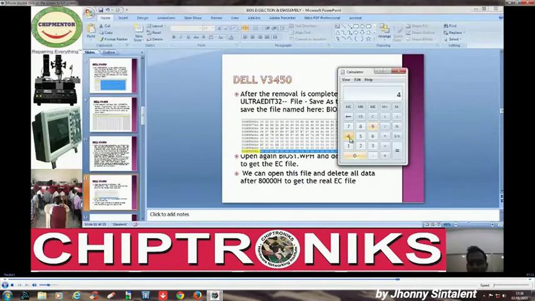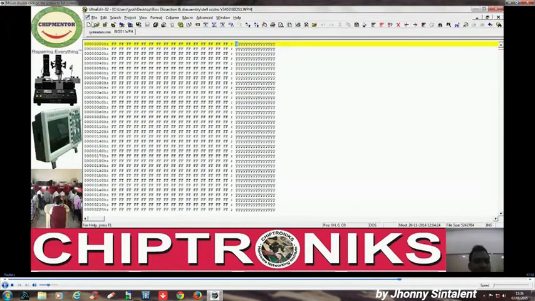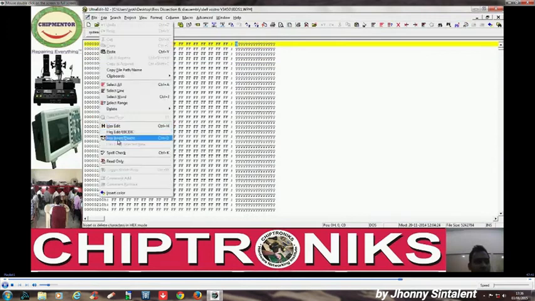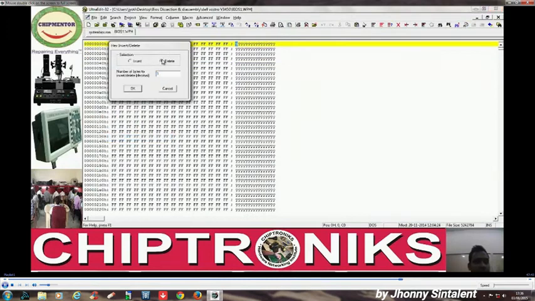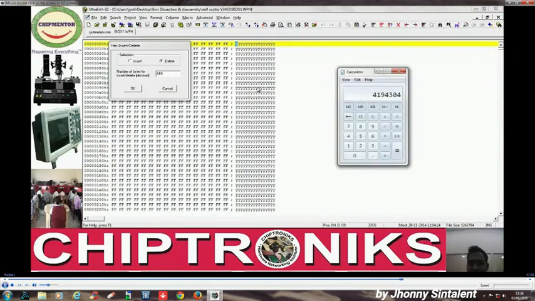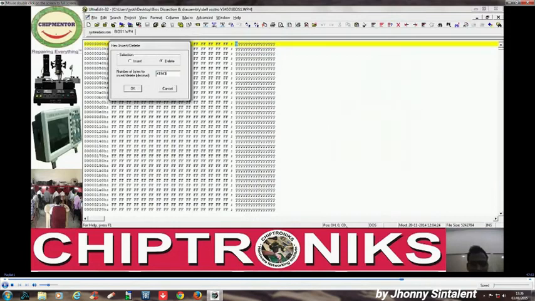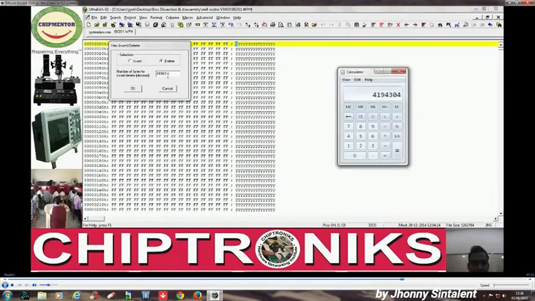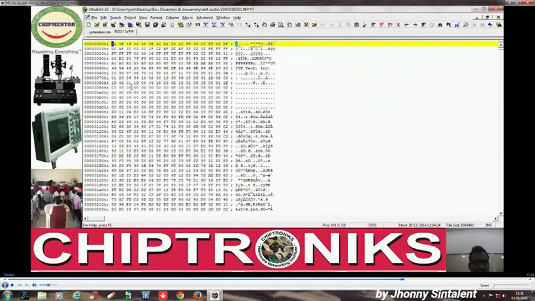How much is 4 MB? 4 into 1024 KB into 1024 bytes, that is 4194304. So we'll put the cursor at the top and delete. Hex insert delete, choose this, and 4194304, where is our calculator? 4194304, and just put it.